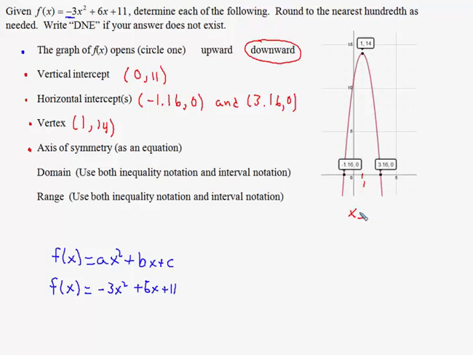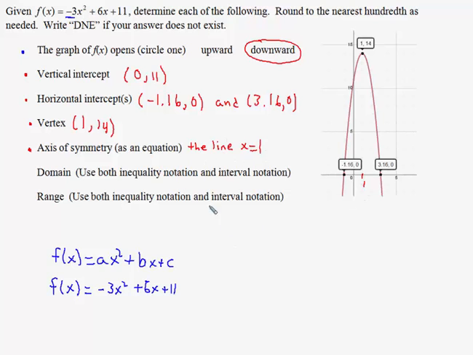X equals 1 is the line of symmetry, and whenever you graph an equation of the form x equals a number, you get a vertical line through that number. This dotted line here, x equals 1, is what's called the axis of symmetry, and the parabola is symmetrical about that line. So the axis of symmetry is the equation of the line. It's a vertical line, x equals 1. So try to remember that this isn't just an x value, it's the equation of a line that passes through 1.